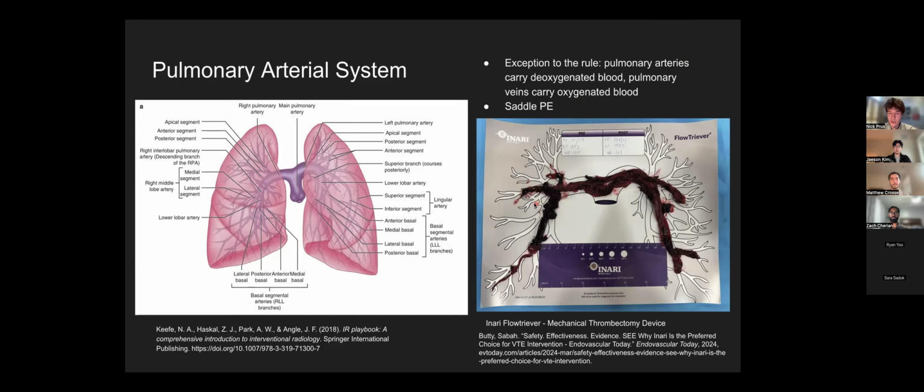And then this is an image of a saddle PE. I like how some of the companies like Inari with their FlowTriever provide the lung diagrams, just so you can tell the size of the clot. And it's so impressive what VIR can do just with a little pinhole through the body. It can improve somebody's quality of life to such a great extent.